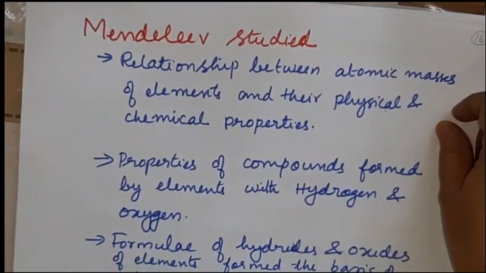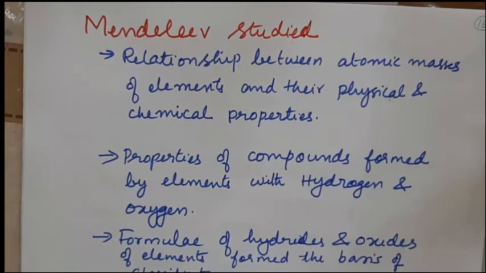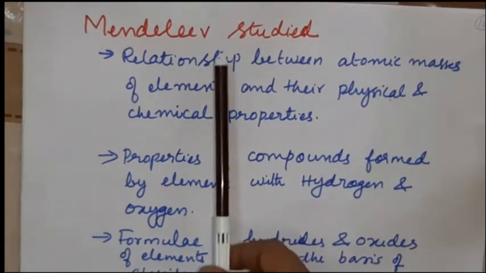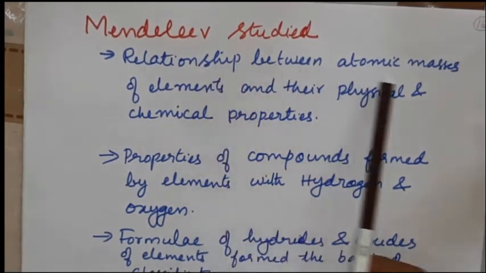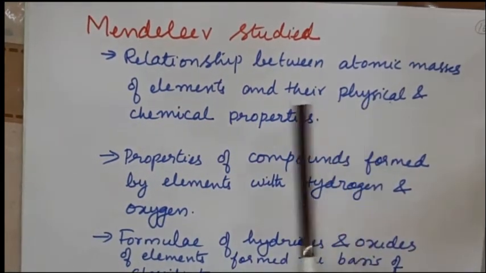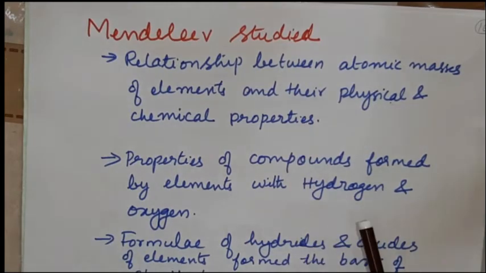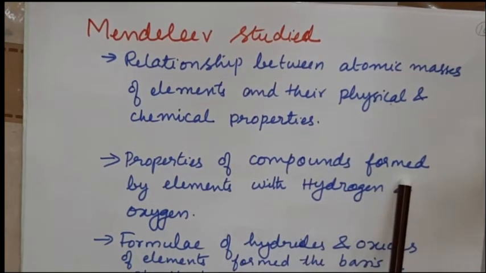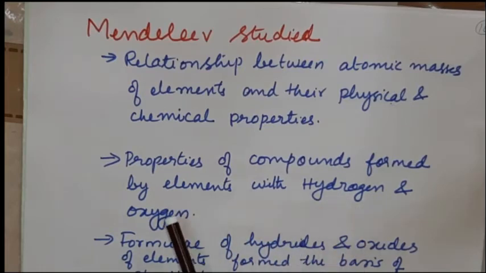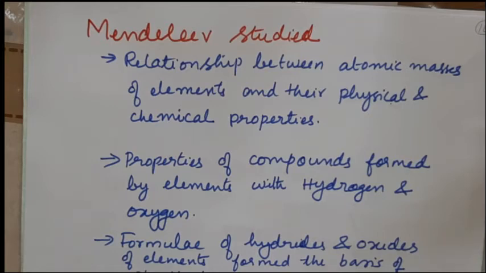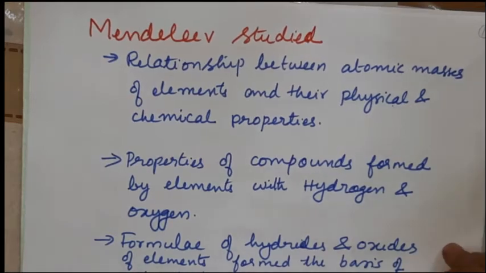Now I will move on to how he did the classification of elements. So what forms the basis? See what he did. He found the relationship between the atomic mass and the physical and the chemical properties of elements. Next, what he did was study the properties of compounds formed by elements with hydrogen and oxygen. He studied basically two things, that is hydrides and oxides of the elements, their formulae. All this he accumulated, or he listed out all the properties of elements based on his studies of hydrides and oxides of the elements known during his time.